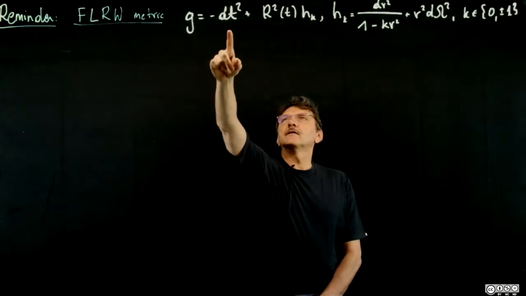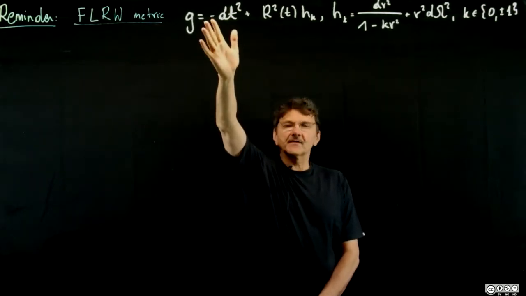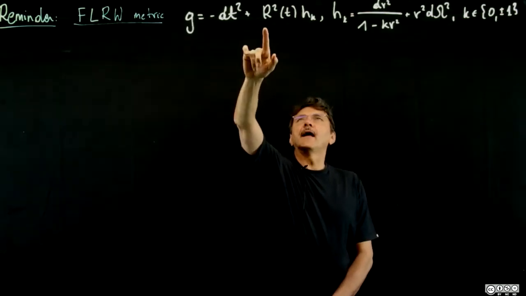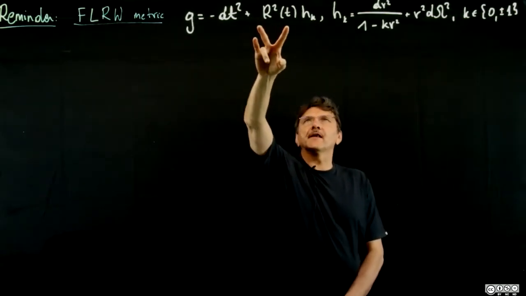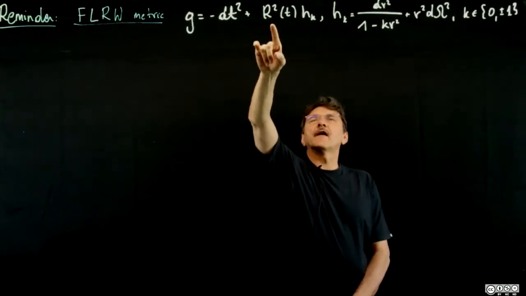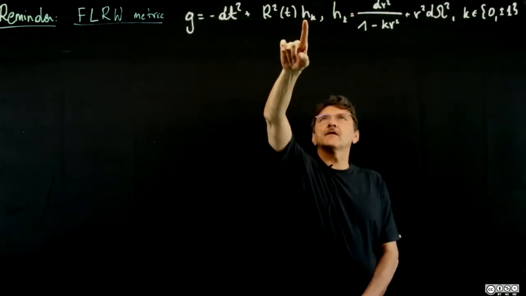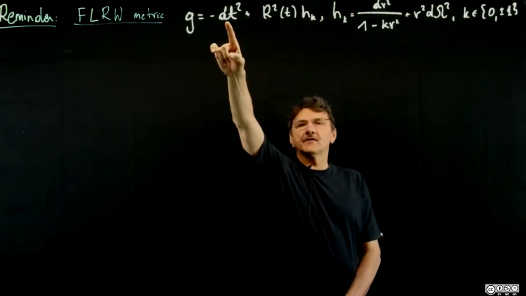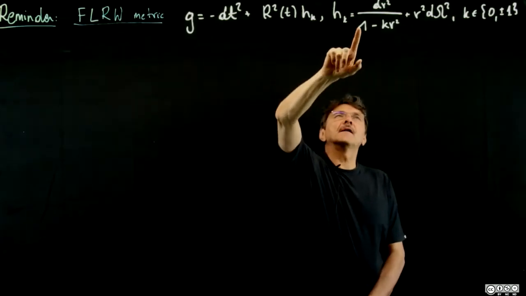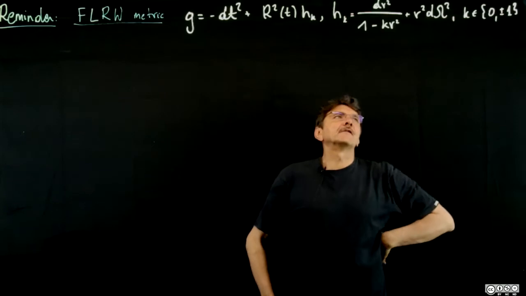So minus dt squared, it's a diagonal metric. There's a preferred time. This is cosmological time. And the whole information about the dynamics of the universe is hidden in this conformal factor R of t. H_k is a spatial metric. So it's a metric on the level sets of t, and which is maximally symmetric, takes this relatively simple form.